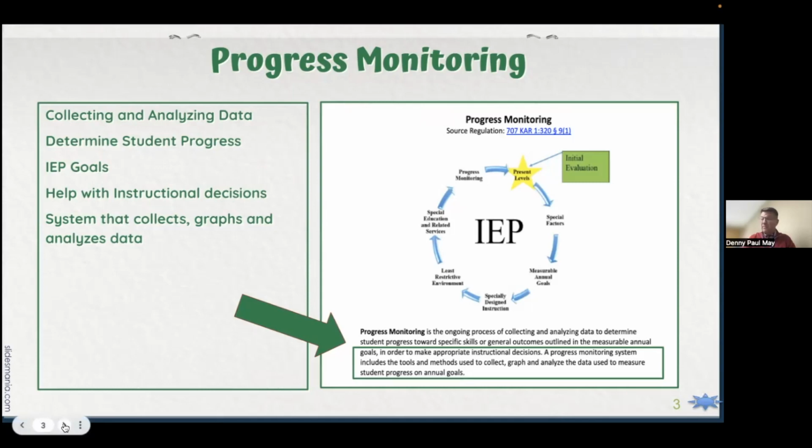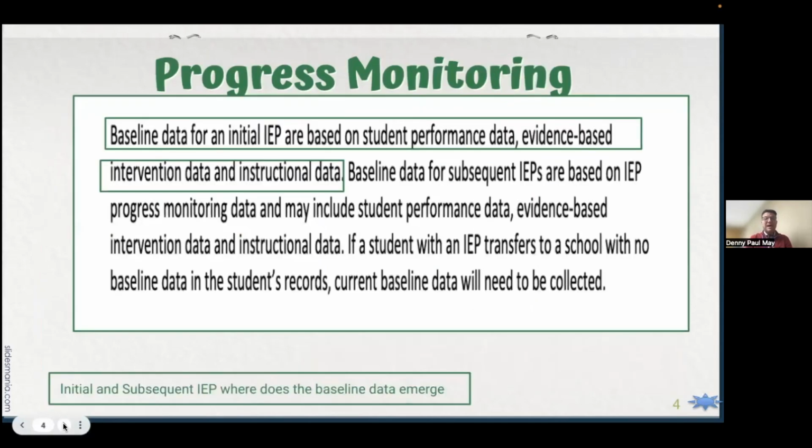One is creating that baseline, finding where that baseline is coming from. Baseline data for an initial IEP are based on student performance data, evidence-based intervention data, and instructional data. Baseline data for subsequent IEPs are based on IEP progress monitoring data. Now, that's a lot of words, okay?